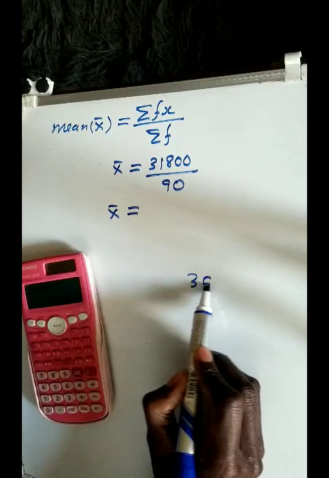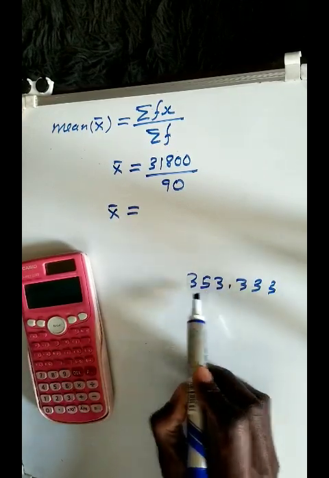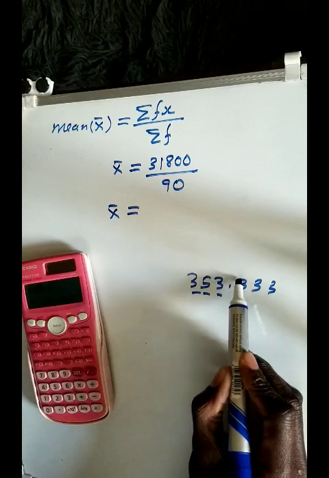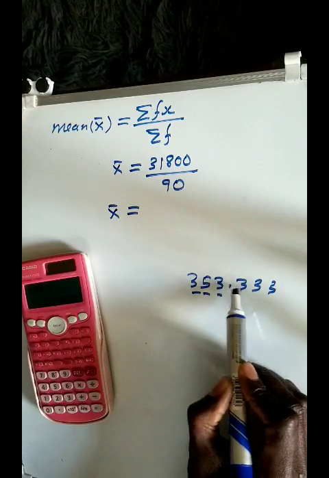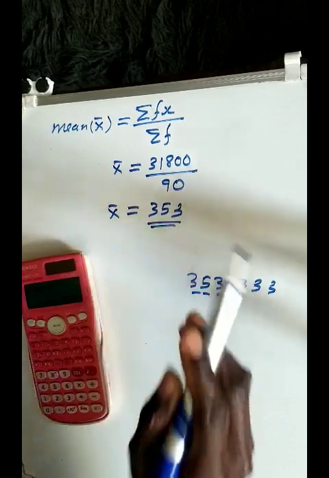I'm getting 353.333 recurring, but to three significant figures, 1, 2, 3, you look at the number in front, it is actually less than 5, so it is just going to be 353. So this is the mean.